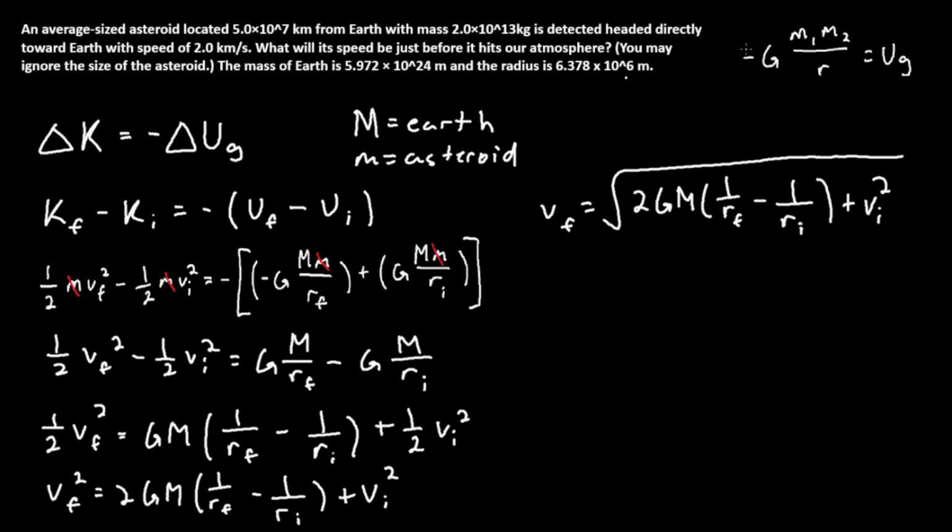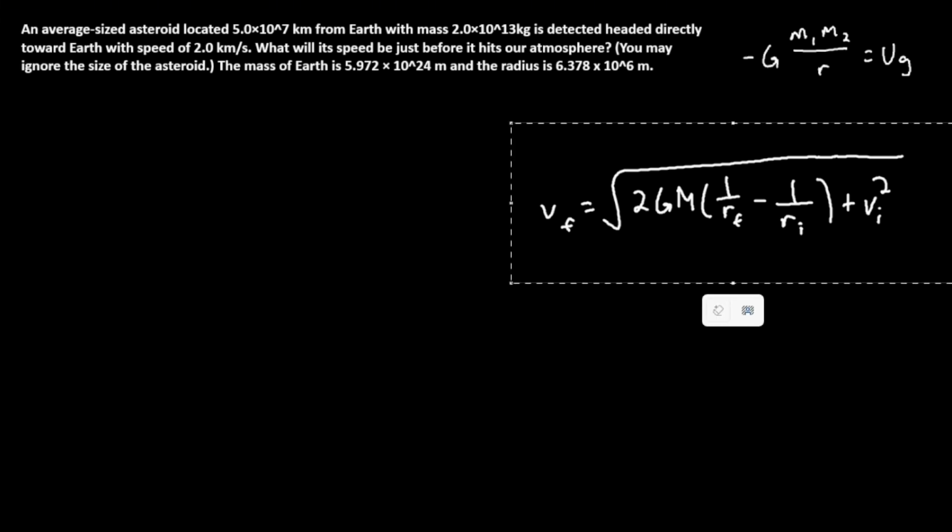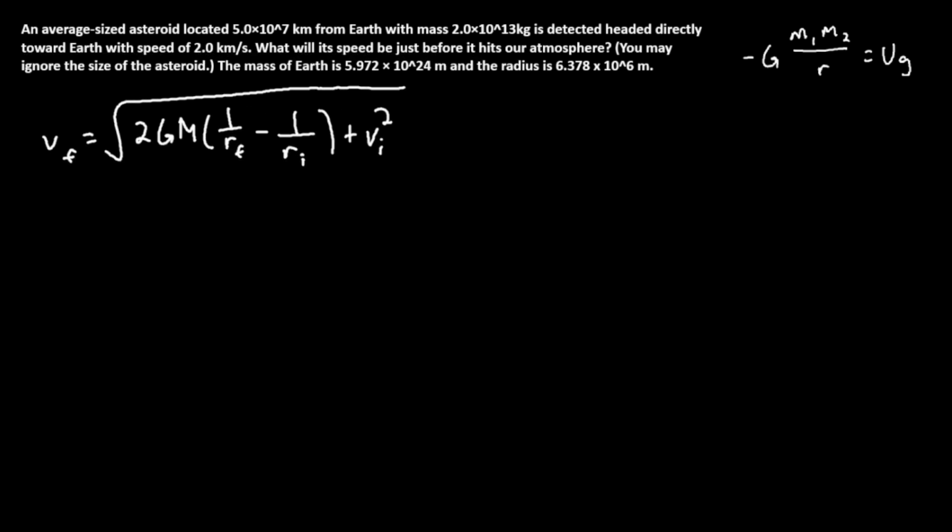Now, this is where the radius of the Earth comes in. Let's actually clear out all the work here. This is the derived formula. This is where the radius of the Earth comes in. So, when the asteroid strikes the surface of the Earth, it's at a distance, r of f, of the radius of the Earth away from the center of mass of the Earth. So the asteroid doesn't strike straight to the center of the Earth, right? It's still going to have some gravitational potential energy due to the fact that it only hits the surface. That's why we have a final distance here.